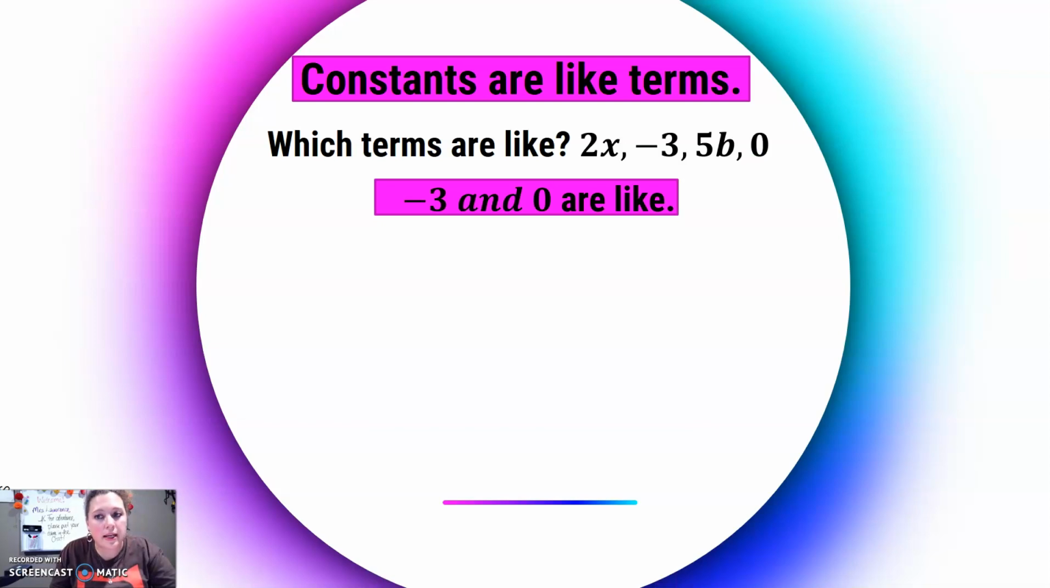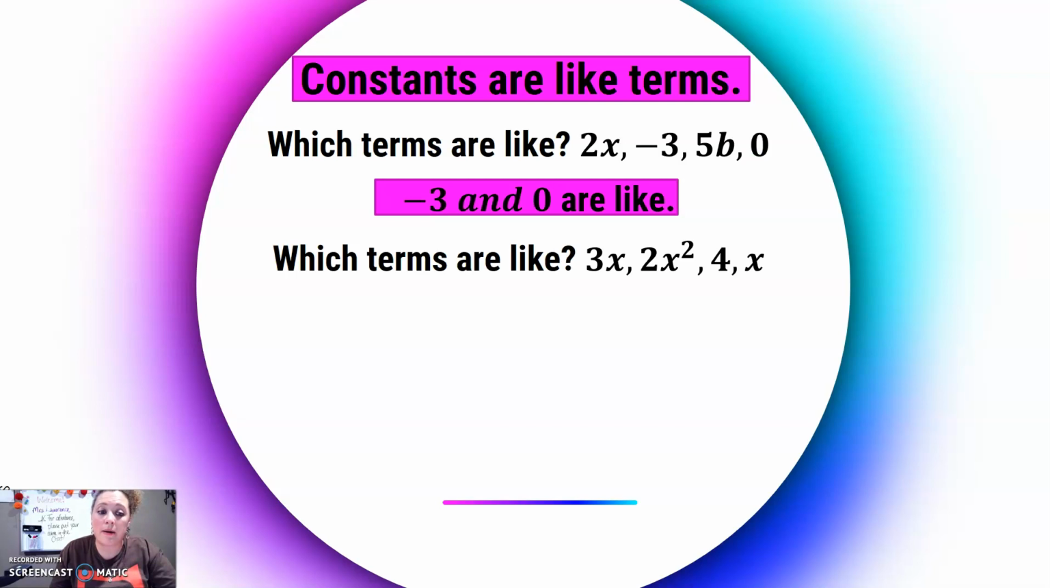Yes, it would be negative 3 and 0. They're the like terms. They're constants. 2x and 5b, that one has an x, one has a b. They're not the same. What about here?